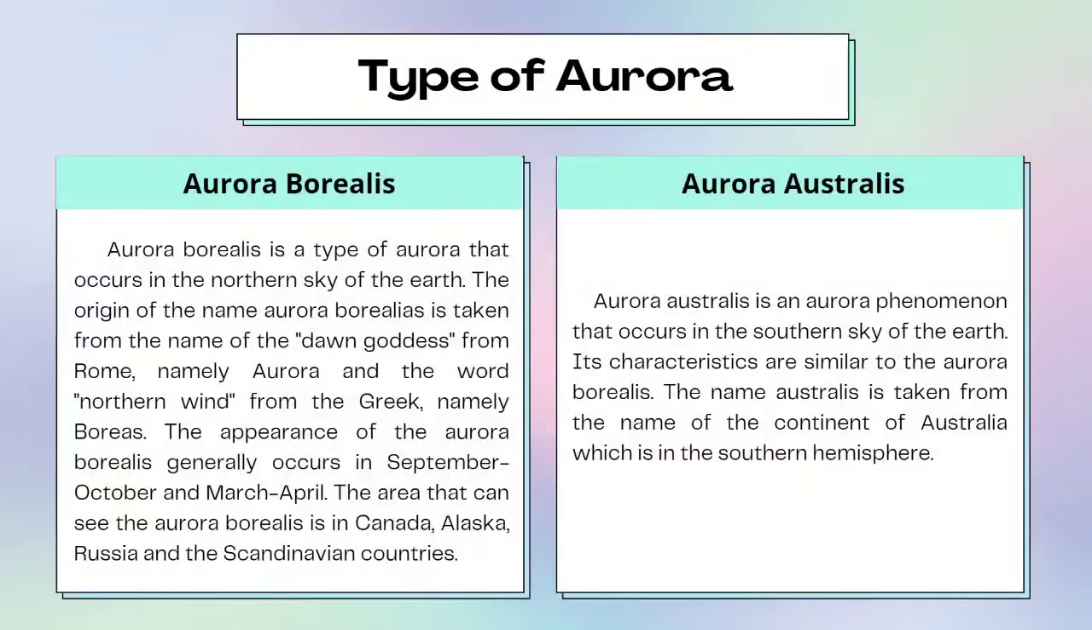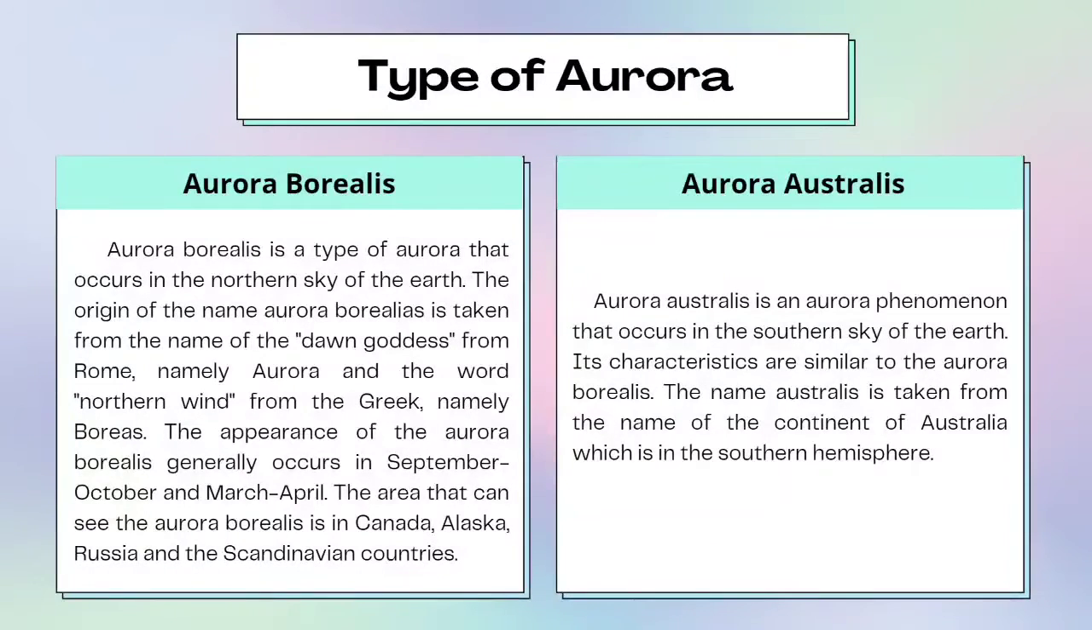The origin of the name Aurora Borealis is taken from the name of the dawn goddess from Rome, namely Aurora, and the word for northern wind from the Greek name Boreas. The appearance of the Aurora Borealis generally occurs in September to October and March to April. The areas that can see the Aurora Borealis are Canada, Alaska, Russia, and the Scandinavian countries.